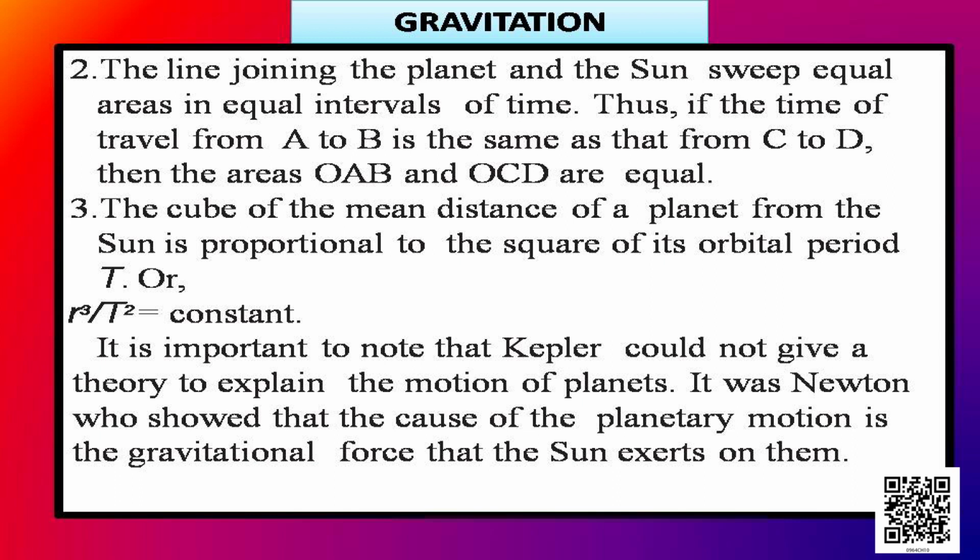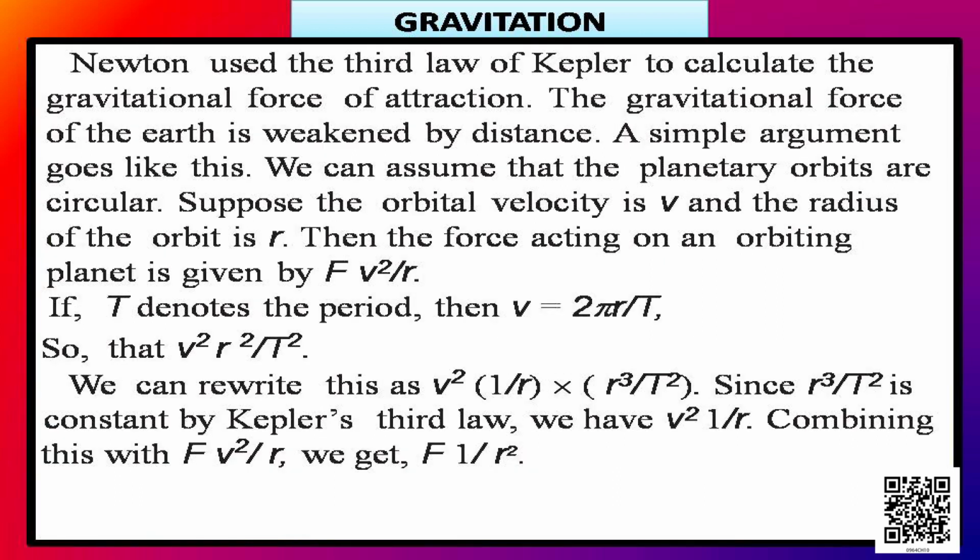It is important to note that Kepler could not give a theory to explain the motion of planets. It was Newton who showed that the cause of the planetary motion is the gravitational force that the sun exerts on them. Newton used the third law of Kepler to calculate the gravitational force of attraction. The gravitational force of the earth is weakened by distance. A simple argument goes like this.